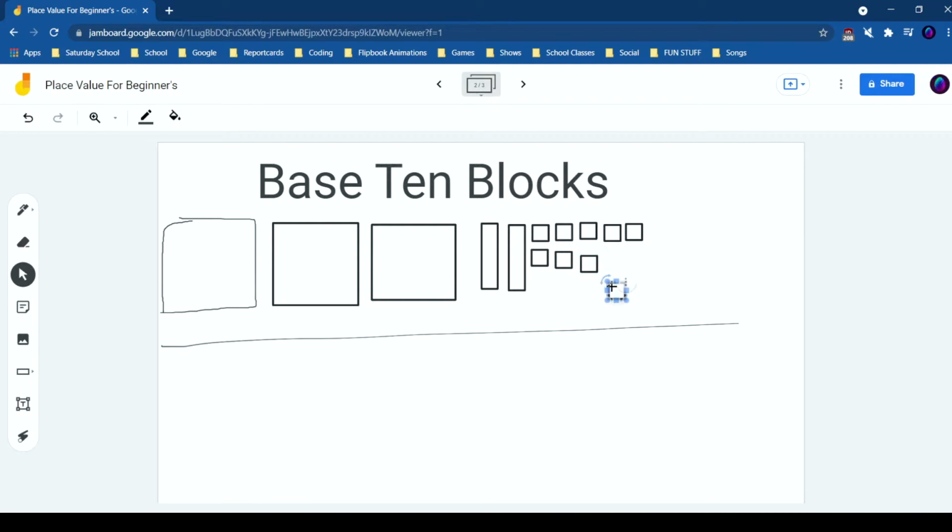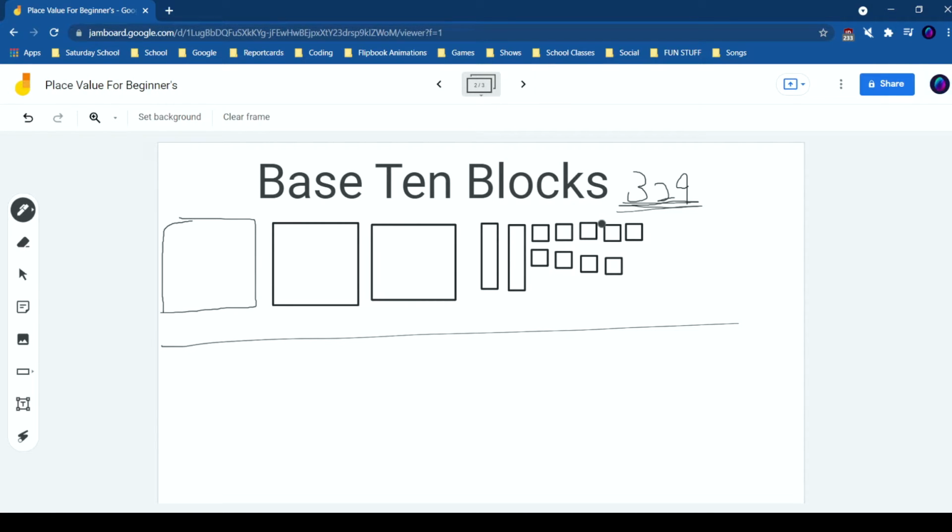And then in your class, you're probably going to be asked, what is the standard form? Standard form is the main number. So as you can see, this number is 329. So the standard form is 329. But expanded form is addition, 300 plus 20 plus 9.